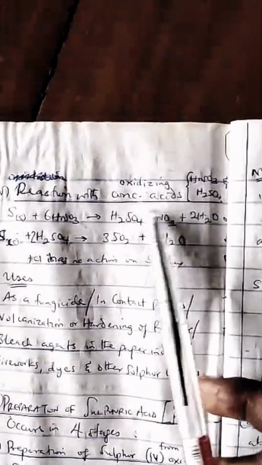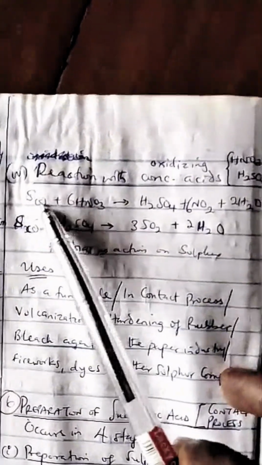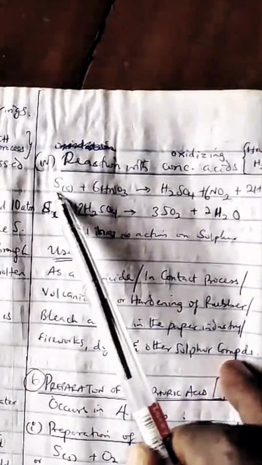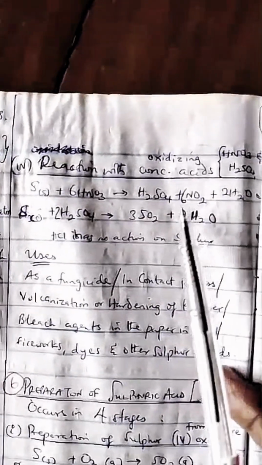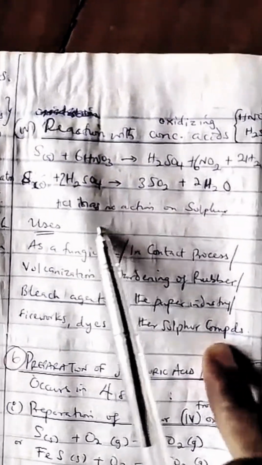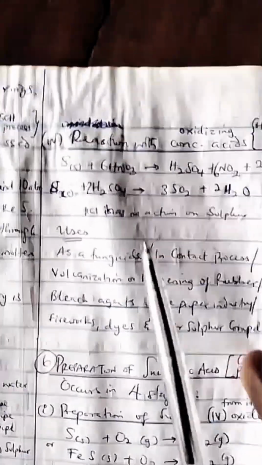Sulfur also reacts with concentrated oxidizing acids like nitric acid and sulfuric acid. So that's the reaction of the acids with sulfur. HCl has no action on sulfur. Take note, HCl has no action on sulfur.